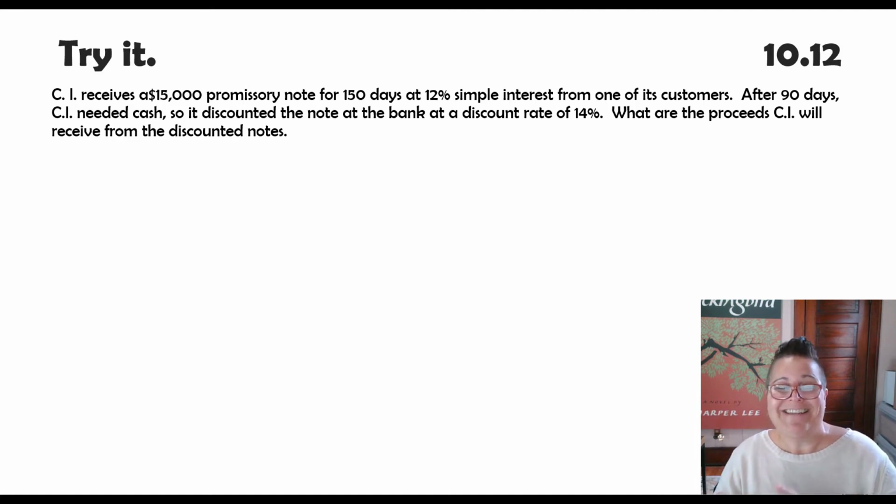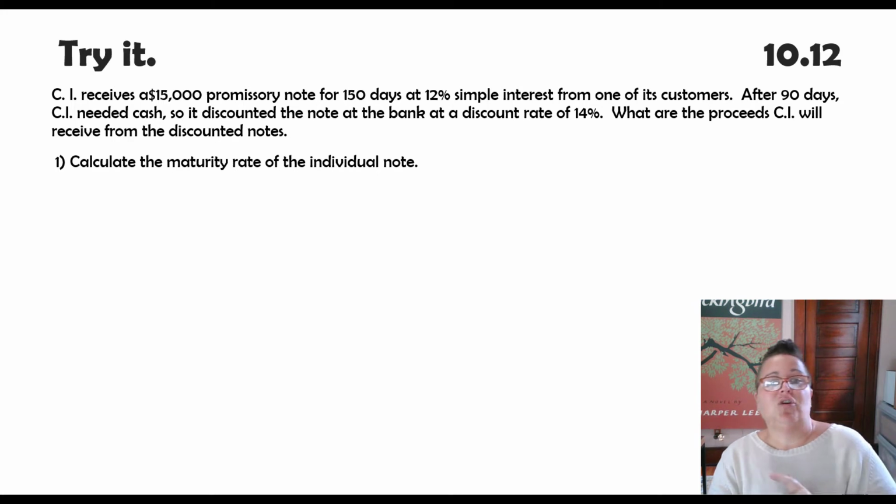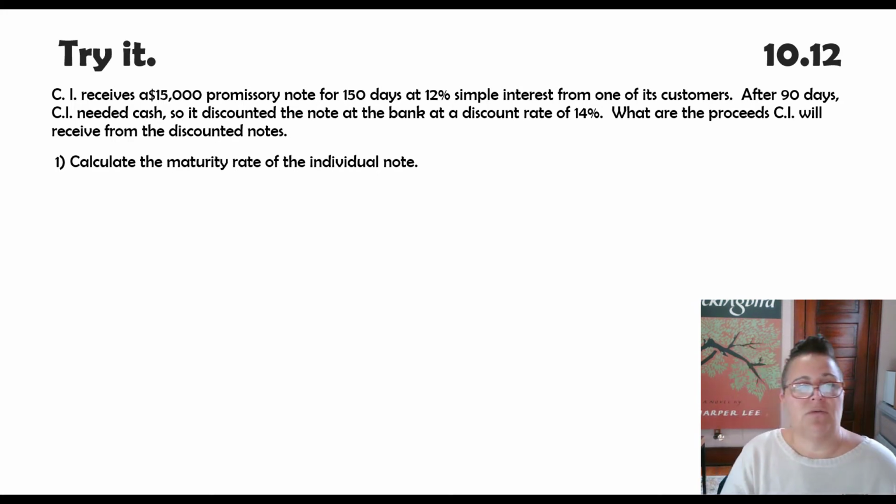At 90 days, CI needs cash, so it discounts the note at a bank at a discount rate of 14%. What are the proceeds CI will receive from the discounted note? All right, when you're doing proceeds on a discounted note, there are 4 basic steps. The first step is to calculate the maturity value of this individual note.